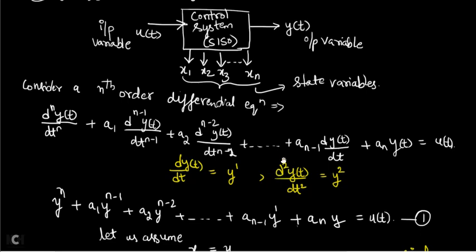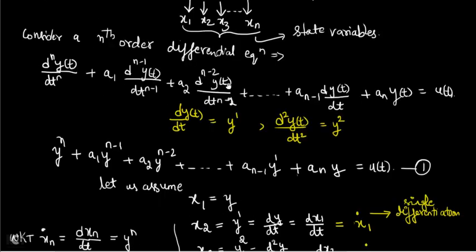If you have d cube y of t by dt cube, then I write it as y power 3. Power 3 represents three times differentiation of y of t. So here the power, whatever I am writing at the power, does not mean a square or cube. It means the number of differentiations. y power 1 means one differentiation, y power 2 means two differentiations.